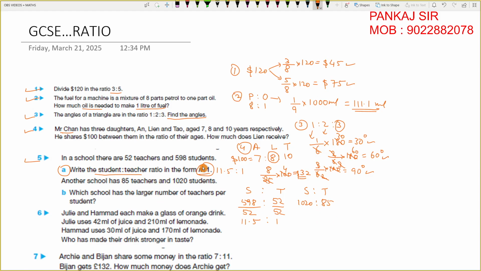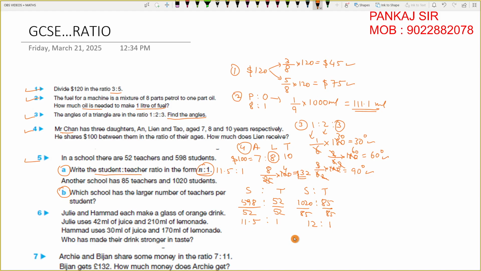Now, this ratio also we will convert into the n is to 1 form. So, I'll divide this 85 over 85 to make it 1, and here also over 85. This ratio will turn out to 1, and 1020 divided by 85 should work out to exactly 12. Okay. So in the second school, the ratio of the students to teacher is 12 is to 1. In the first school, it was 11.5 is to 1. So this is now the question B: which school has a larger number of teachers per student?